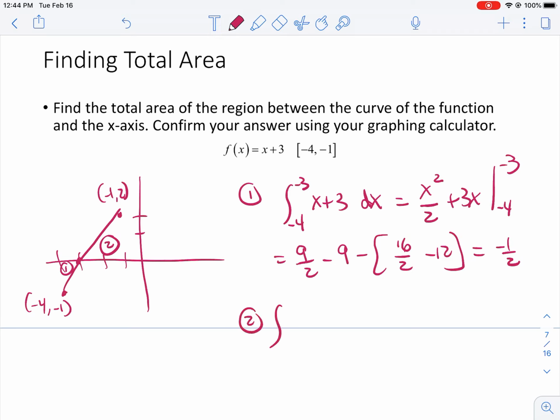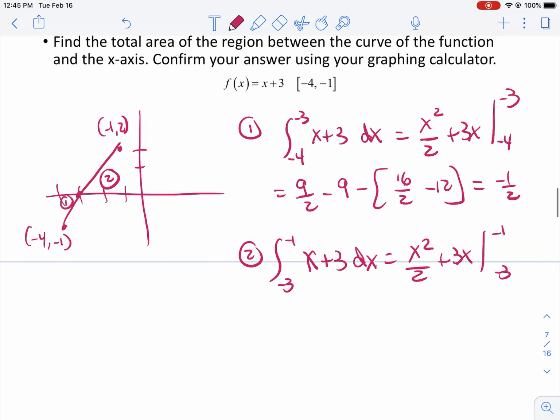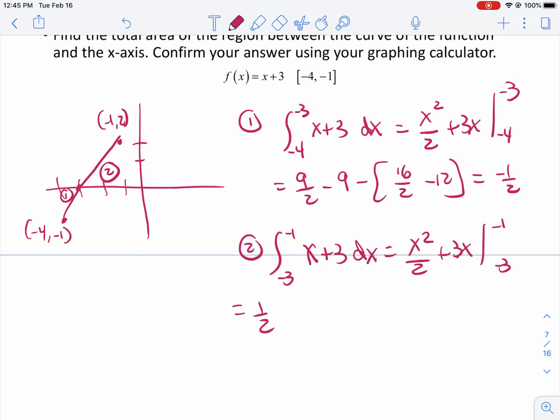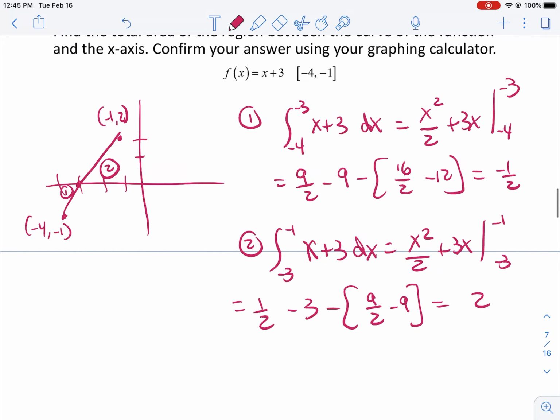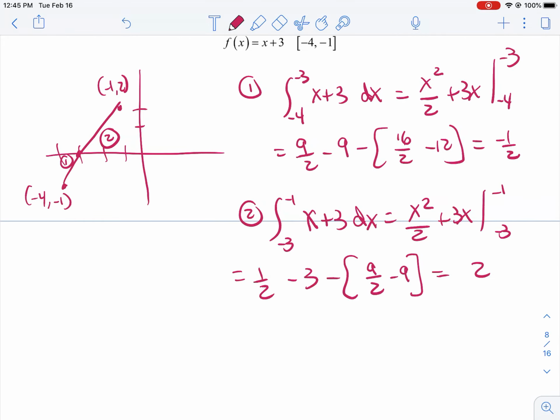My area 2 is going to integrate from -3 to -1 of this function, x plus 3 dx. Again, I get the same antiderivative, but I'm going to be evaluating it from -3 to -1. This is 1/2 minus 3 minus, now I have to do my result when I plug in -3, 9 halves minus 9. Again, you can stop the video or pause it to check these numbers, that you would be able to do them yourself as well. And this comes out to be +2. Of course, this might be one where using geometry is actually pretty easy because these are just triangles.